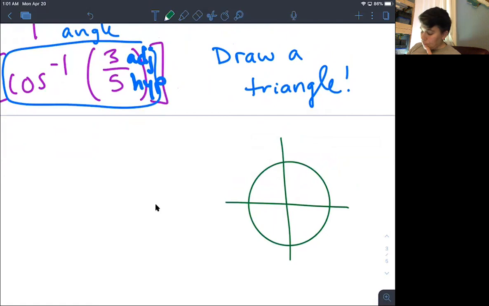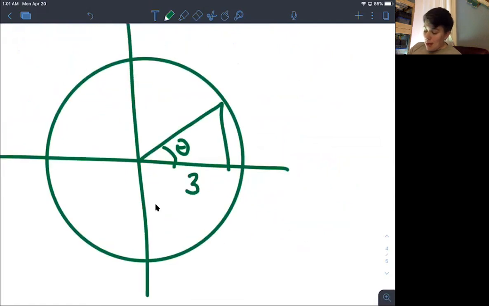Okay. So if I draw a triangle, here is my angle theta. I don't know what that angle is. I don't actually need to know what that angle is, but I know that the cosine of that angle is 3/5. So I know that the adjacent side to this angle is 3, and I know that the hypotenuse is 5, right? So here's my theta. The cosine is adjacent over hypotenuse, so 3/5.